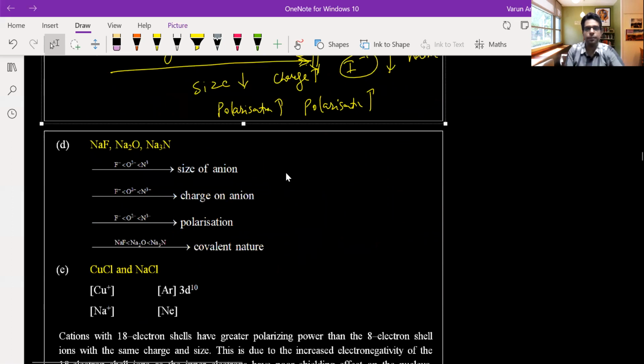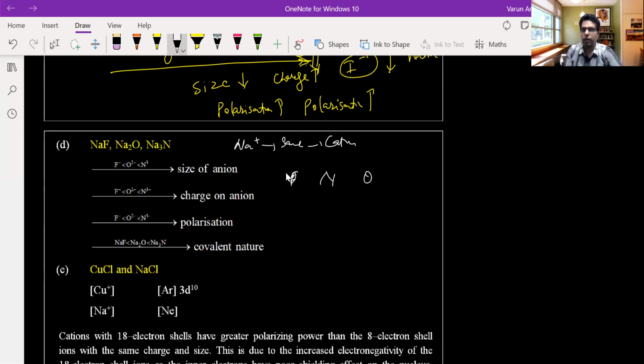Next point. So over here, the cation sodium is same. So what is changing? The anion. So what are the anions? Nitrogen, oxygen, and fluorine. So along the period, what will happen to size of the anion? So basically, these are isoelectronic species.